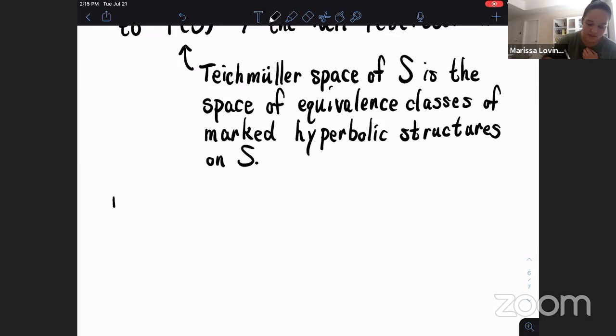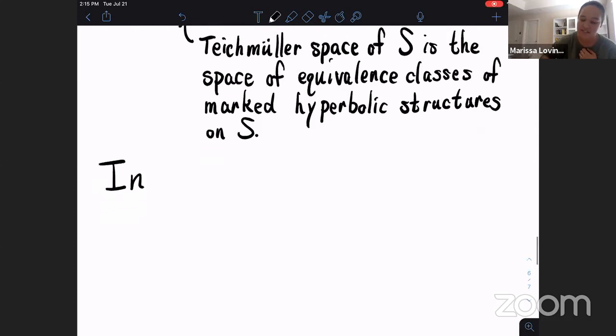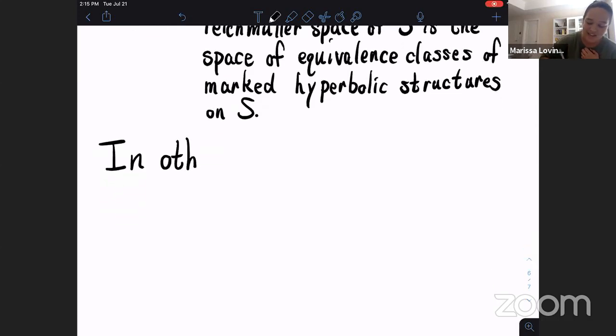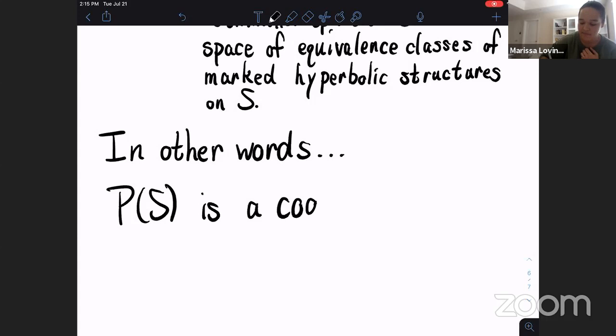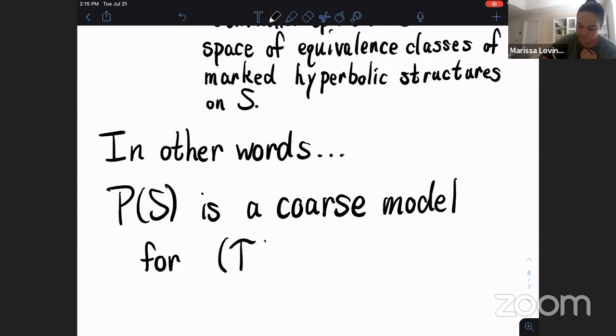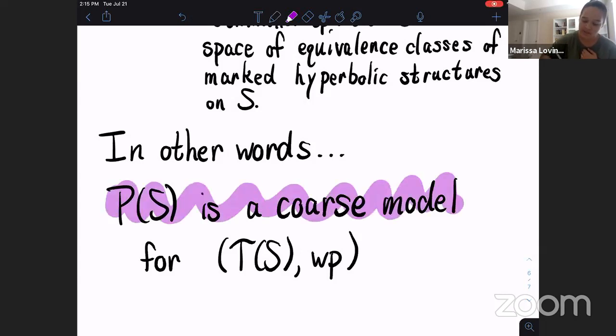But I just want to point out, in other words, what does this mean? The important thing that I kind of want to get at is that this is giving us, in other words, the pants graph is a coarse model for Teichmuller space, equipped with this metric, the Weil-Petersson metric. So this is kind of the highlight here. This is pretty nifty, right?